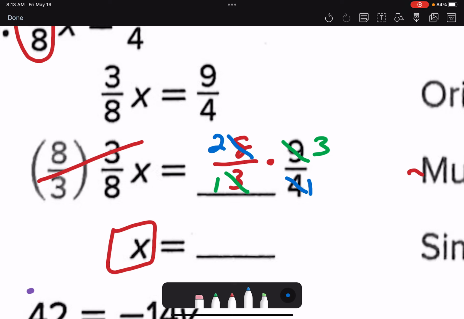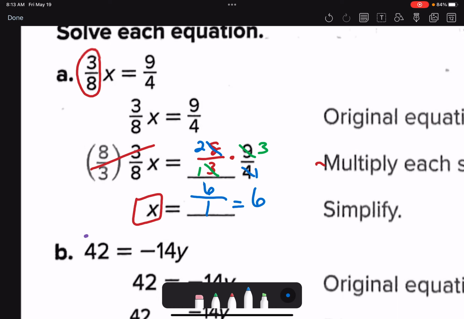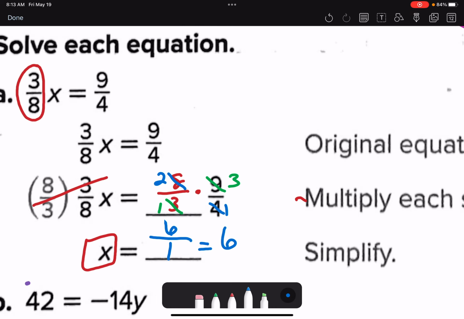And now I'm going to go ahead and go through. 2 times 3, those are my new numerators, is 6. And 1 times 1 is 1. But that just simplifies to 6. Okay. And then you could go ahead, obviously, and check it. If you do 3 over 8 times 6, you do get a fraction. And that fraction reduces to 9 over 4.